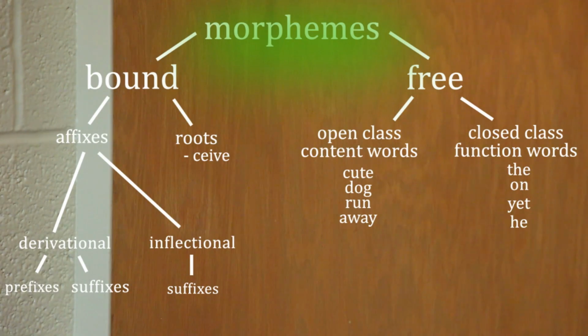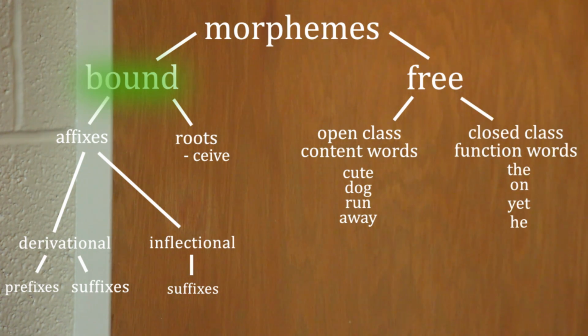Wait, what? Yeah. How about we take a moment to review first. Morphemes are the basic units of meaning. Morphemes can be divided into two classes: bound morphemes and free morphemes. Free morphemes include open class content words, such as cute, dog, run, away, and closed class function words, such as the, on, yet, and he.